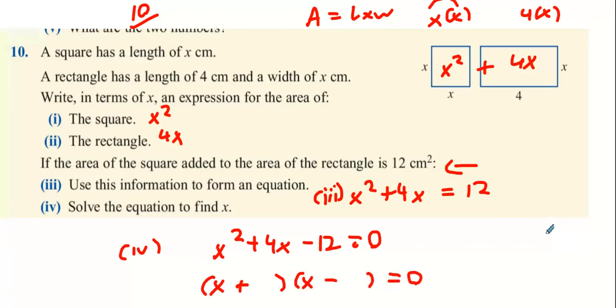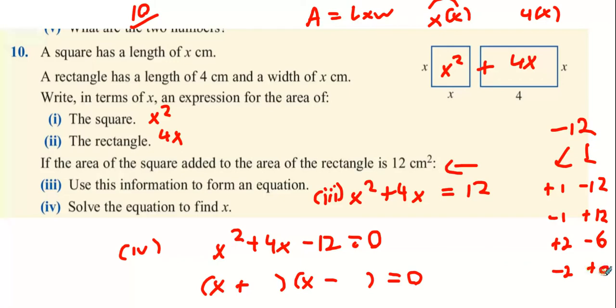Once again, it's a minus 12, so it's a positive and a negative. So we're going to have to make a list of numbers for minus 12. You can have a plus 1 minus 12, a minus 1 plus 12, a plus 2 minus 6, or minus 2 plus 6. I'm happy with minus 2 plus 6 because when I add them together, I get plus 4. So I'm going to go for 6 and minus 2 here.